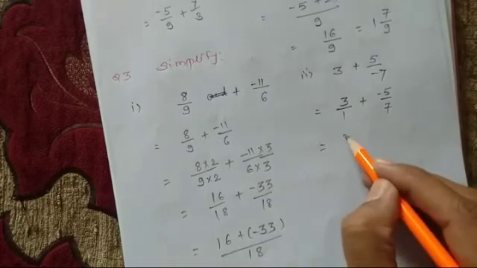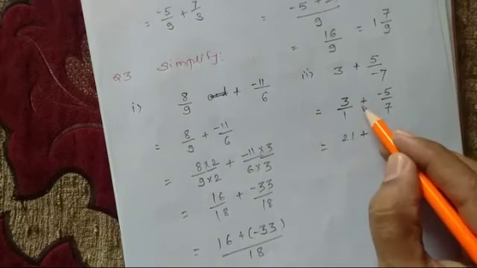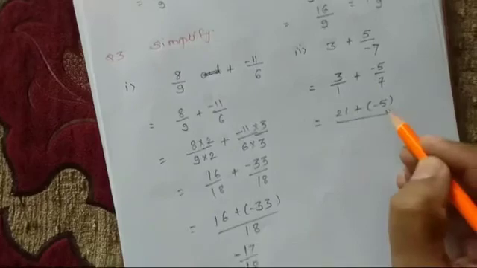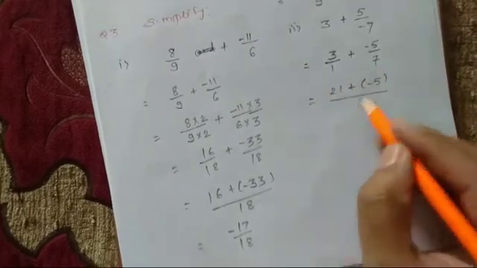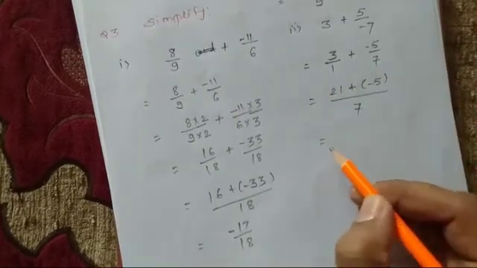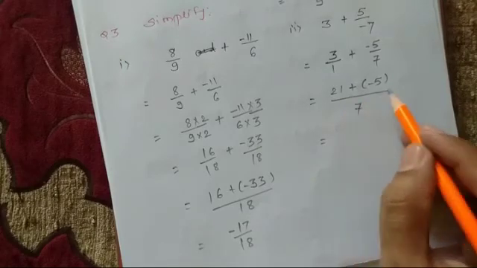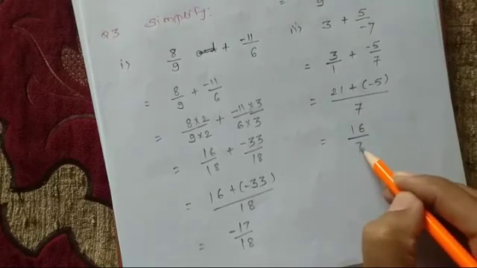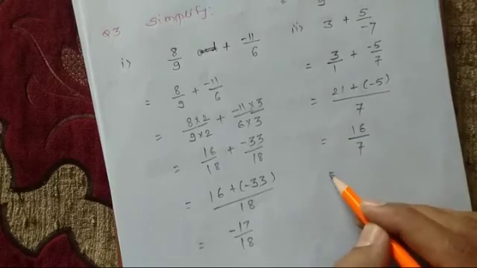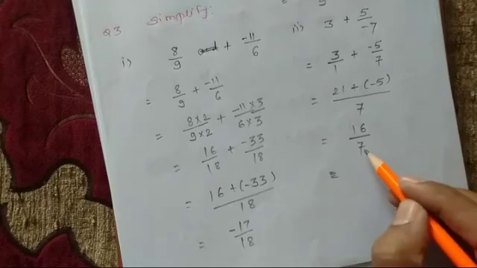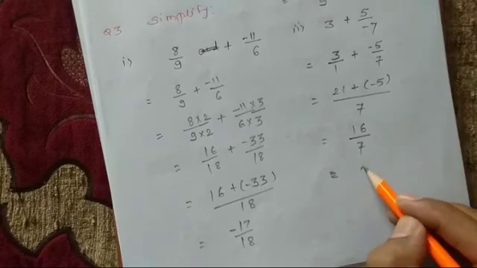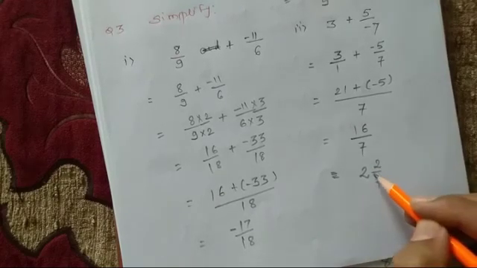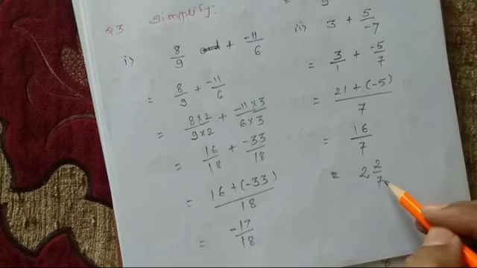3 into 7 is 21 plus 5 into 1 is 5. Since it is minus 5, the product will be minus 5. And now take the product of 1 and 7, which is 7. Now add 21 plus minus 5. The sum of 21 plus minus 5 is 16 upon 7. The answer is 16 upon 7. If you want, you can convert it into mixed form. So 7 ones are 7, 7 twos are 14, remainder is 2 and divisor as it is. So the final answer is 2 as an integer, 2 upon 7.